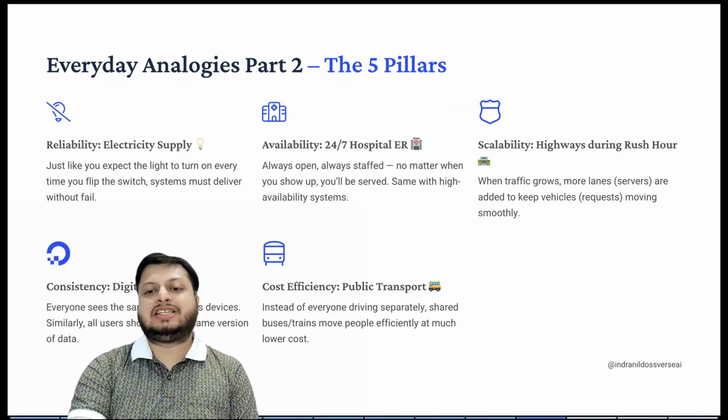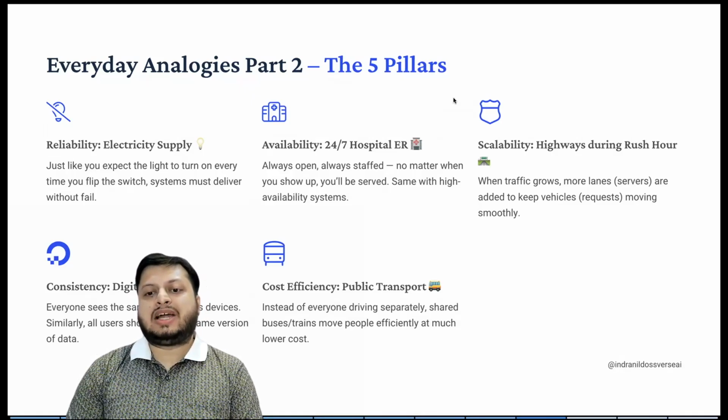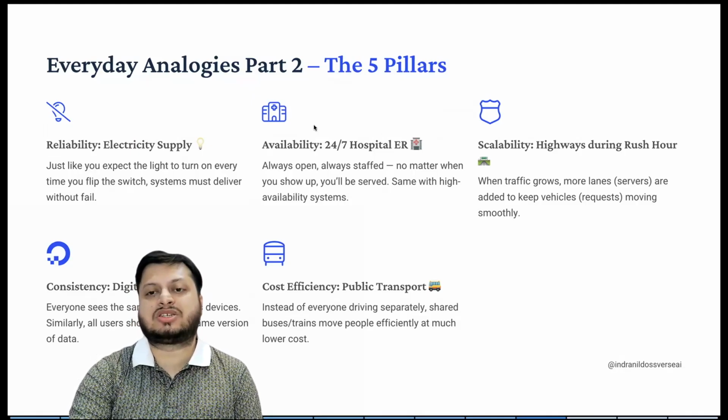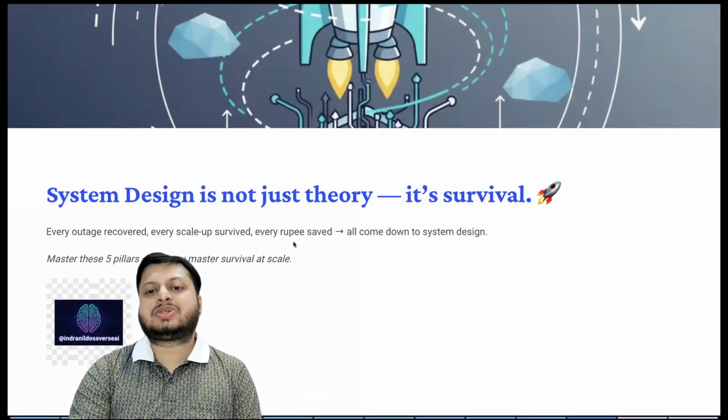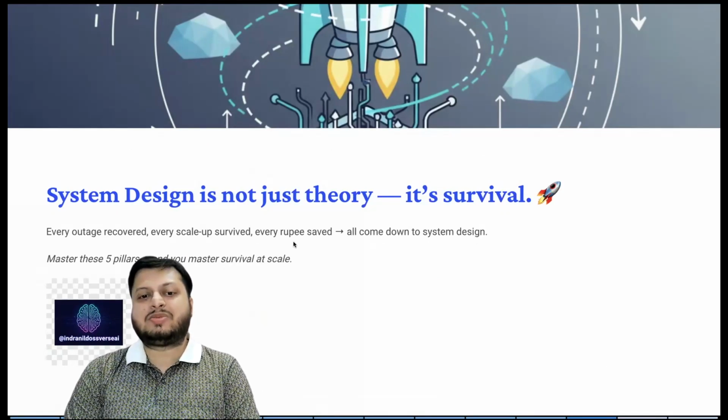Consistency is like digital clocks. And cost efficiency: instead of everyone driving separately, shared buses and trains move people efficiently at much lower cost. Okay, so system design is not only about theory, it's survival.